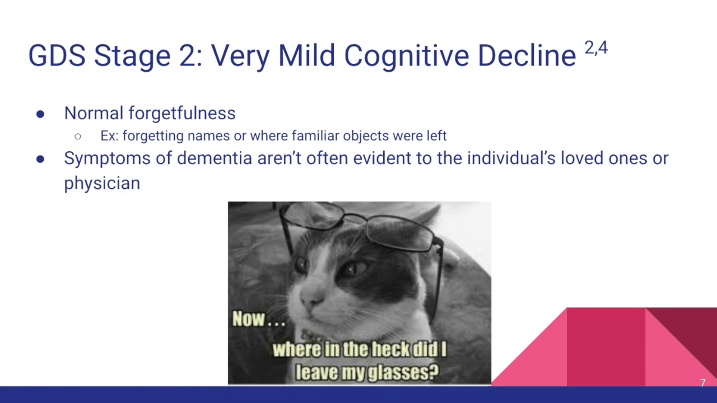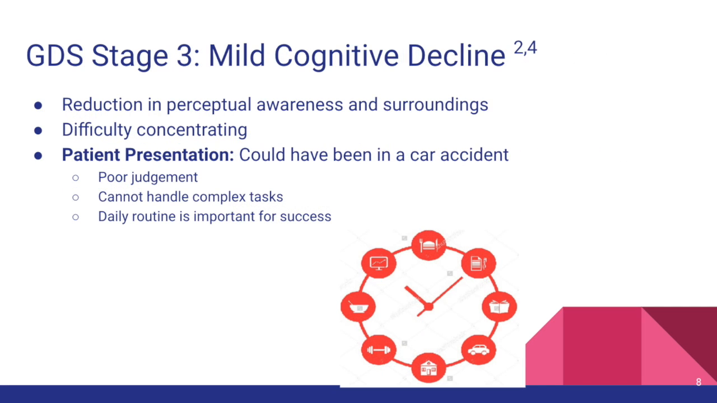GDS stage 2 is known as very mild cognitive decline. This is normal forgetfulness. For example, forgetting names or where familiar objects were left. Symptoms of dementia aren't often evident to the individual's loved ones or physician at this time. GDS stage 3 is mild cognitive decline. This patient is experiencing a reduction in perceptual awareness and surroundings. They have difficulty concentrating and could have been in a car accident. They have poor judgment and they cannot handle complex tasks. Daily routine is very important for success at this stage, and the average duration of this stage is approximately 2 to 7 years.